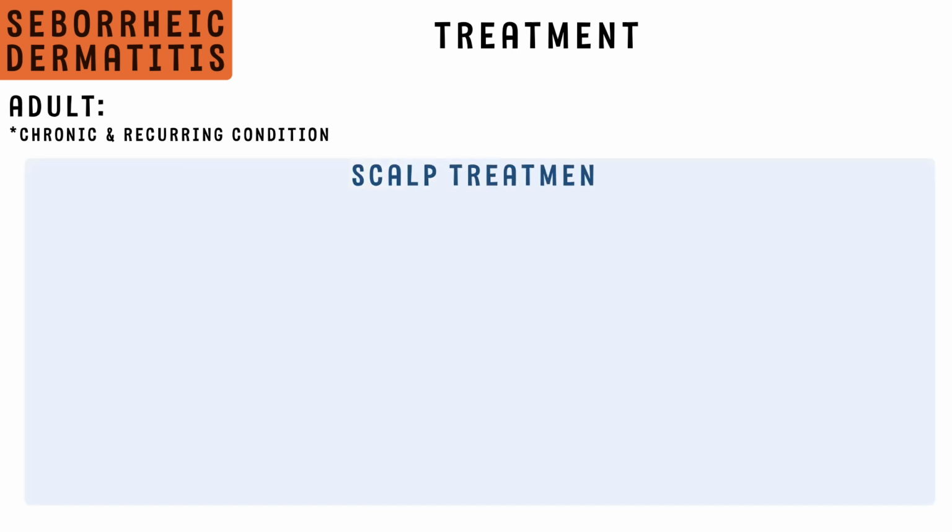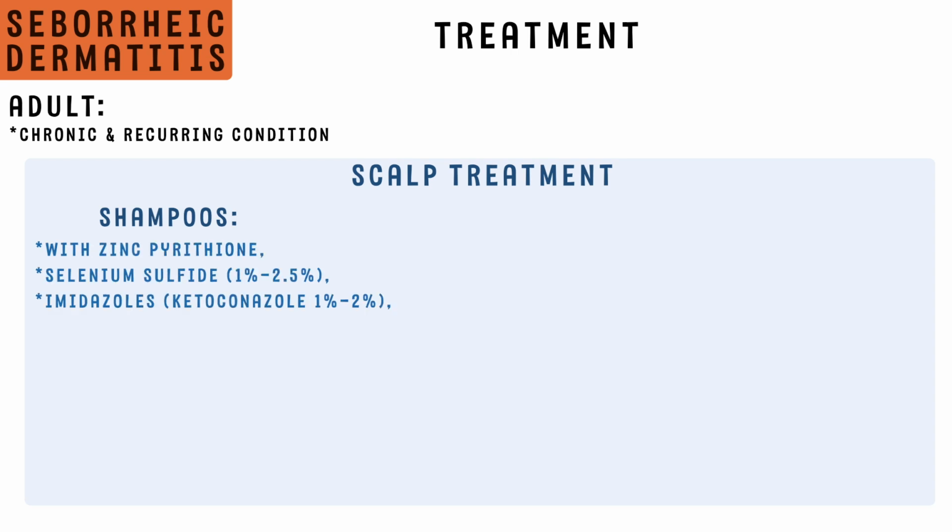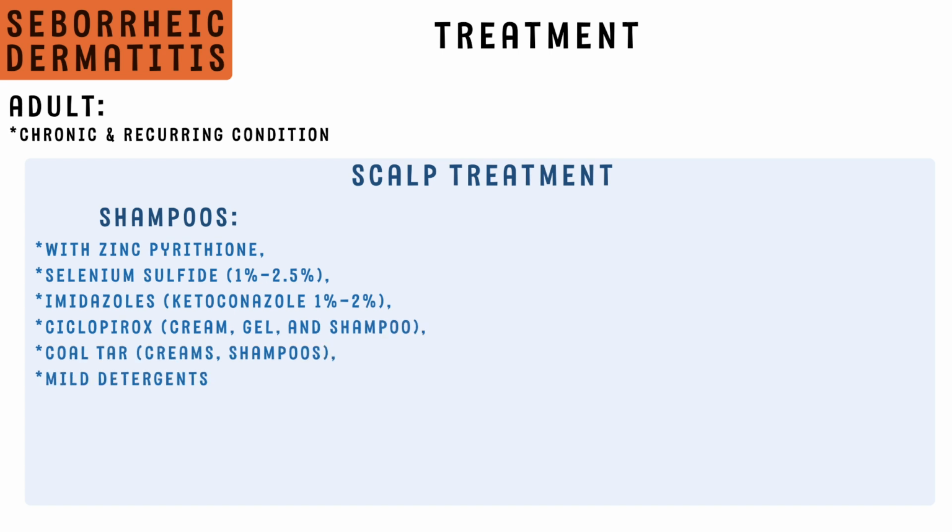Adults often have a chronic and recurring condition. The goal of treatment is to control, not to cure the disease. Scalp seborrheic dermatitis can be treated with shampoos with zinc pyrithione, selenium sulfide 1 to 2.5%, imidazoles like ketoconazole 1 to 2%, ciclopirox cream, gel or shampoo, coal tar, cream shampoos, or mild detergents.